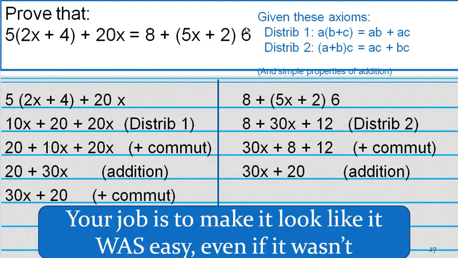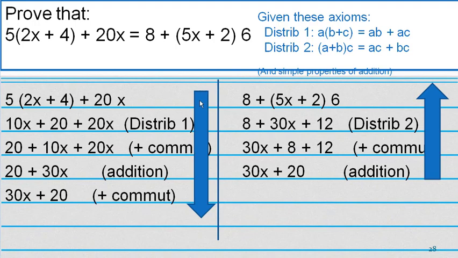And so what we're going to do is try and make it look like it was totally easy for us, even if it wasn't. We're going to recognize that if we wanted to convince somebody who totally did not believe that these two things were equal, we would have to go through these steps in this order from top to bottom.